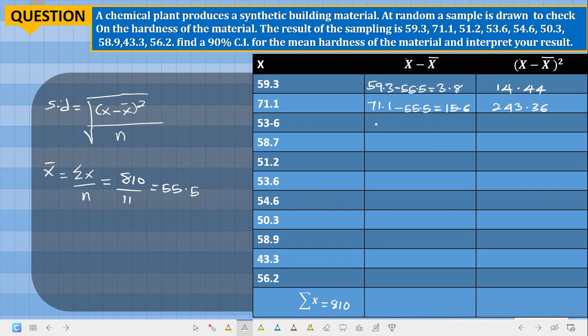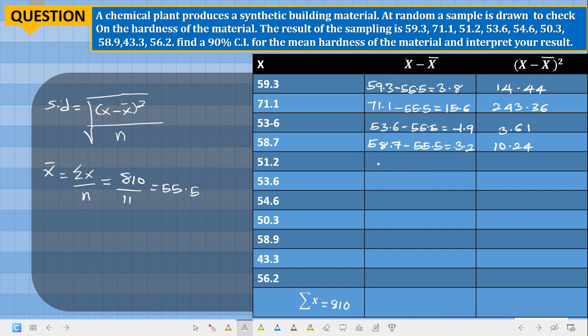The next one is 53.6 minus the mean again, 55.5, and that continues to give us minus 1.9. Then when you square minus 1.9, it gives us 3.61. The next one is 58.7 minus 55.5. This will give us 3.2. When you square it, it's going to give us 10.24.